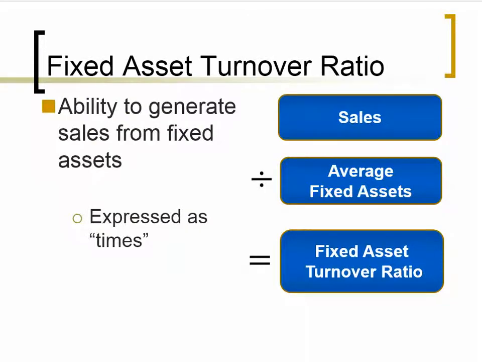Fixed asset turnover measures a company's ability to generate sales from fixed assets. Just take your sales divided by the average fixed assets. And average will be, again, beginning plus ending divided by 2. And in this case, a higher number will be better. It means they're doing a better job at using the assets they have invested, the fixed assets, to generate sales.